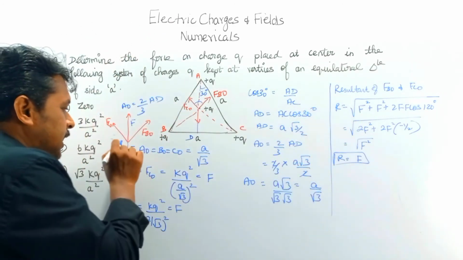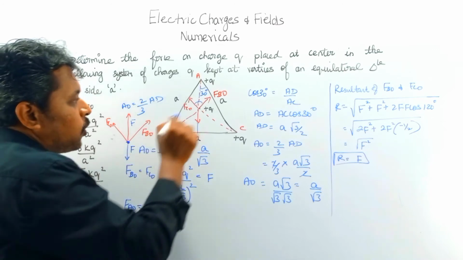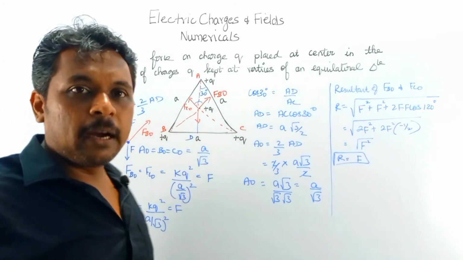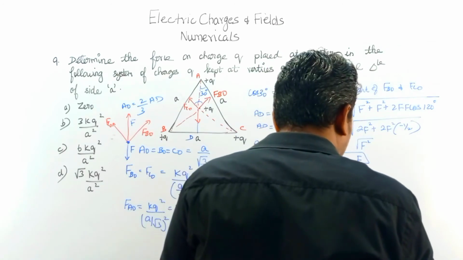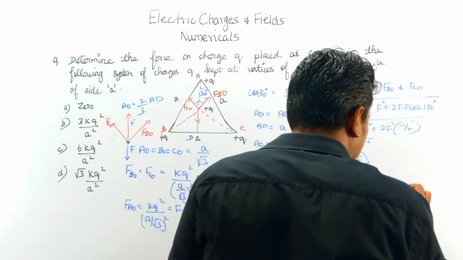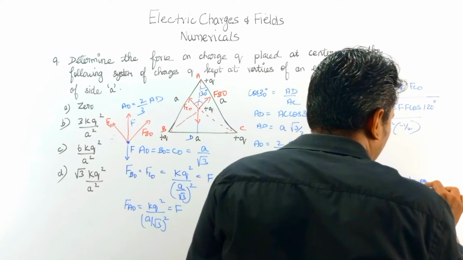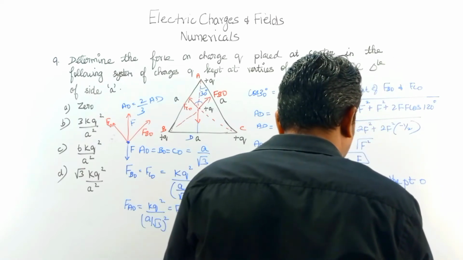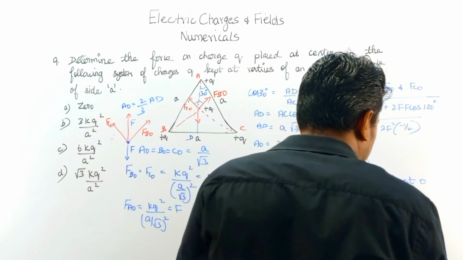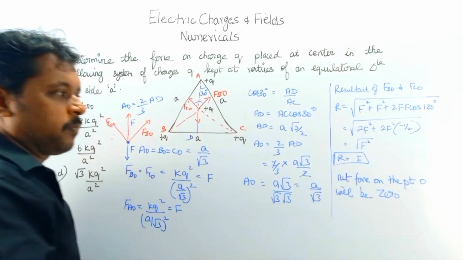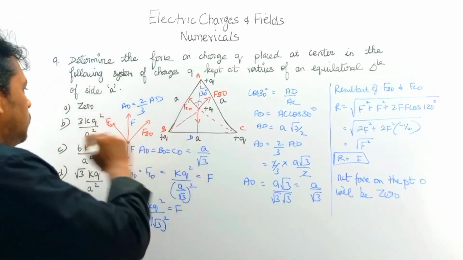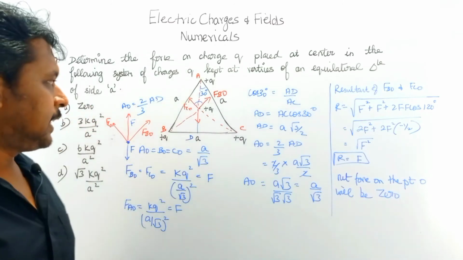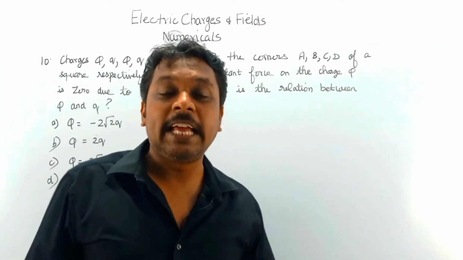So which means the resultant force at this point will become 0. So the net force on the point O will be 0. Okay, so option A is the right answer. On to the 10th problem.